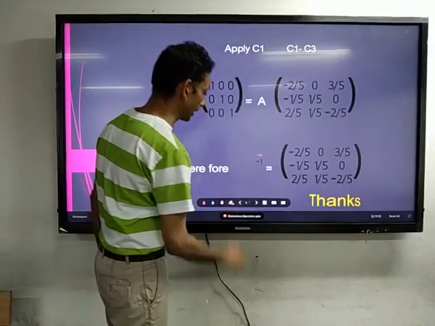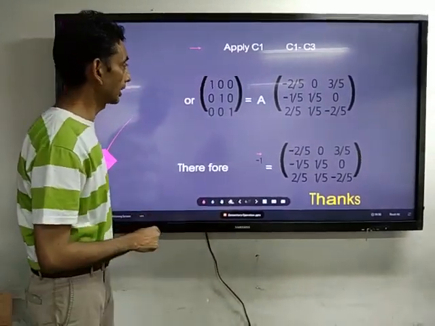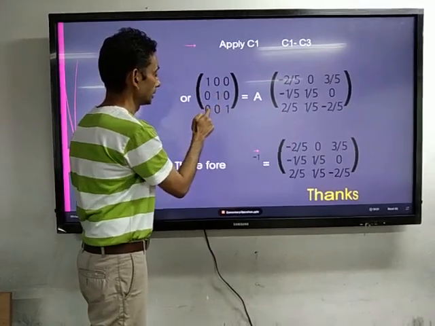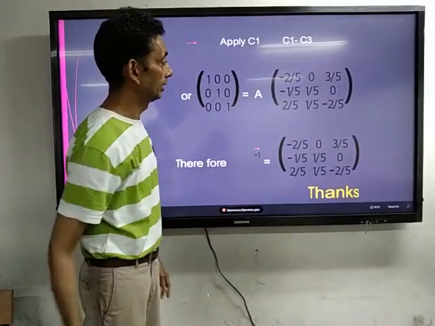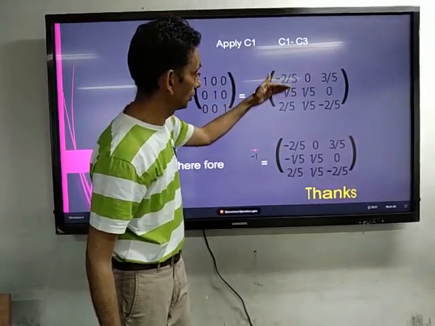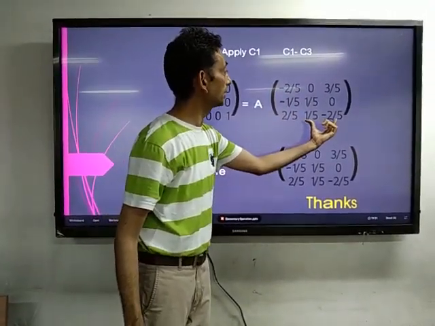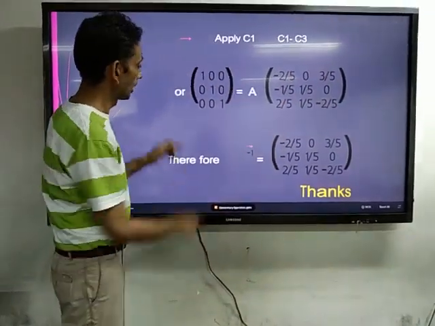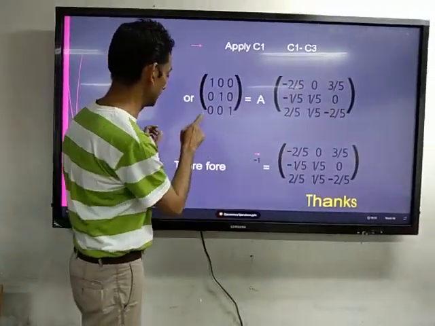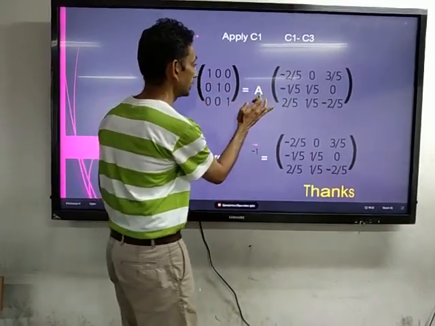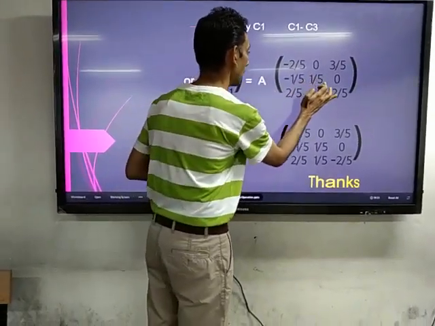What you can see in the next slide. This is 1 0 0, this is 0 1 0, this is 0 0 1, and on the right hand side you are getting minus 2 by 5, minus 1 by 5, 2 by 5. There will not be any change in column 2 and column 3. And finally, what is on the left hand side? The left hand side is the identity matrix. This is A and this is another matrix.